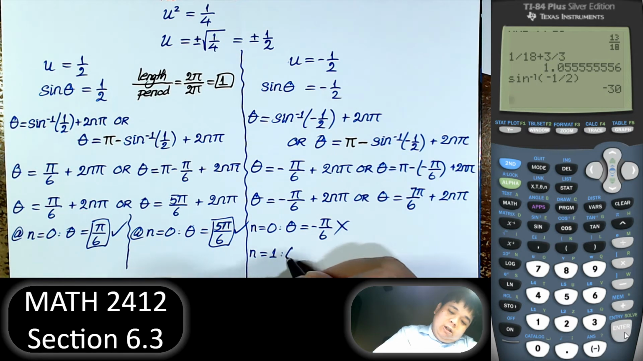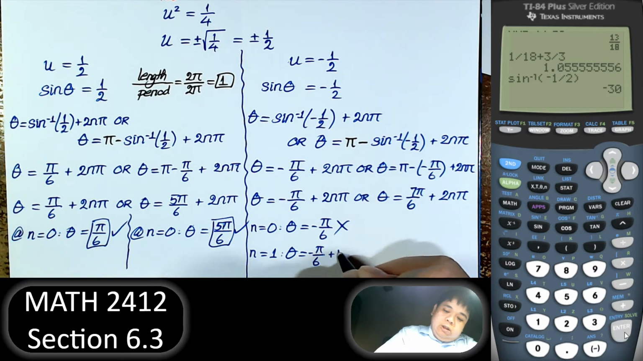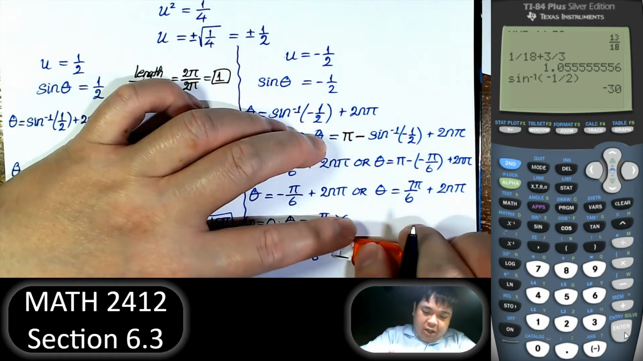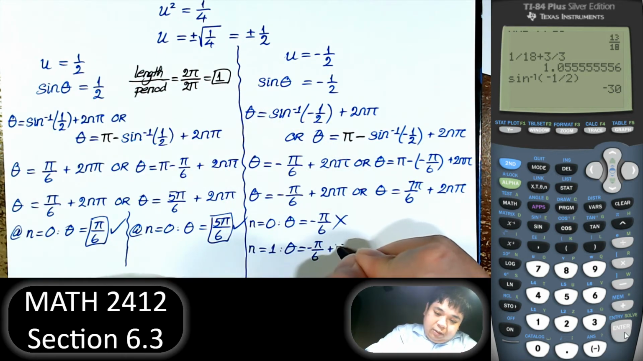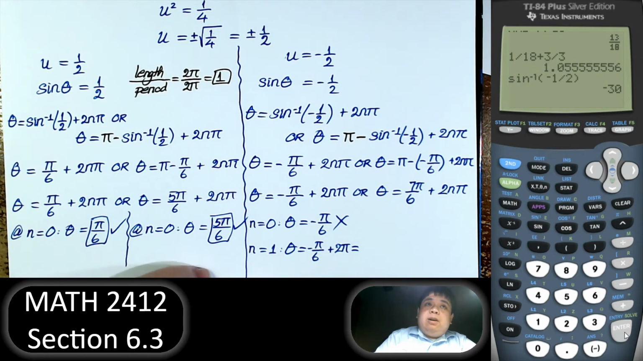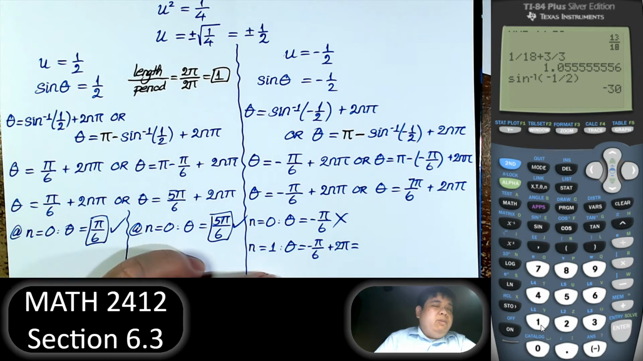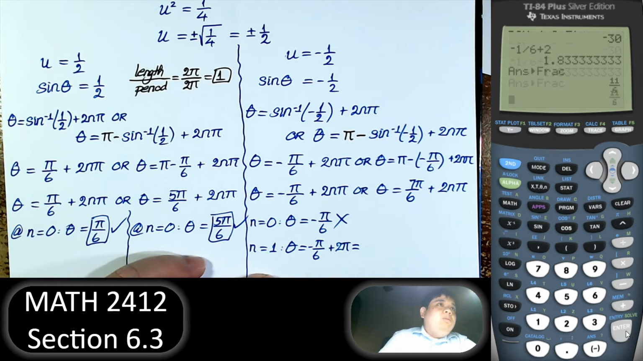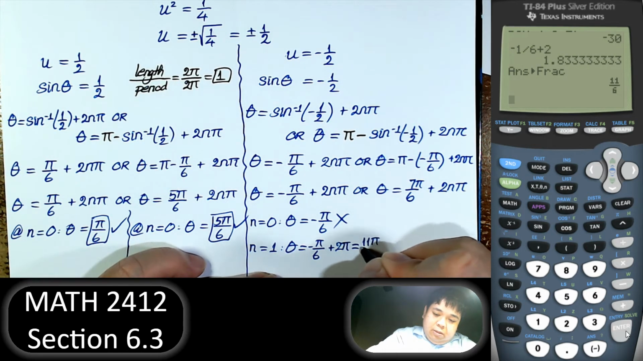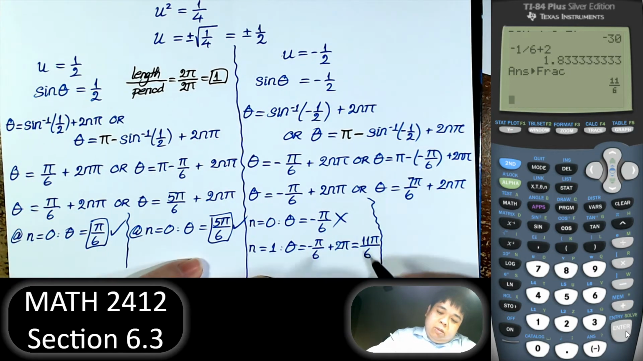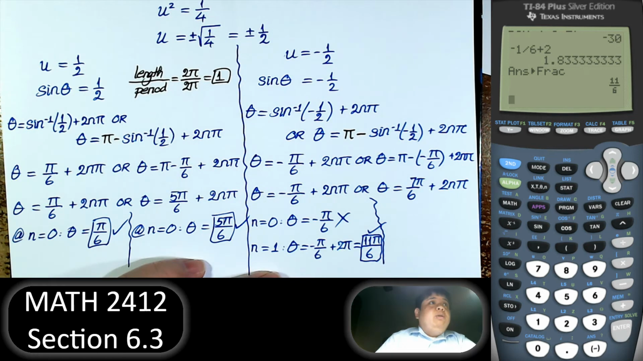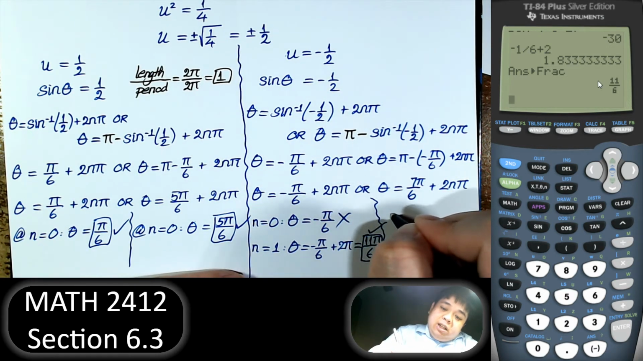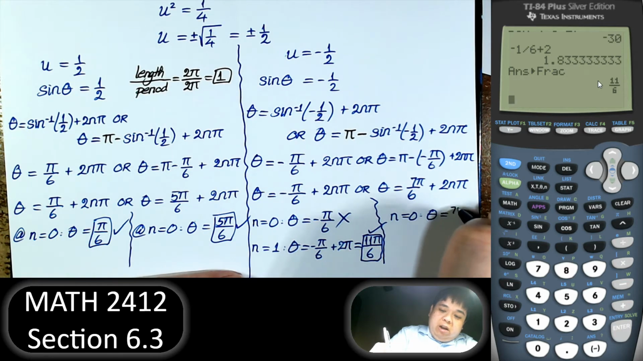Choose 1: negative pi over 6 plus 2 pi gives us 11 pi over 6. Which is good, between 0 and 2 pi. Yeah, 11 pi over 6 is like 1.8333 pi. Here's easy. Just use n equal to 0, and we have theta is equal to 7 pi over 6.